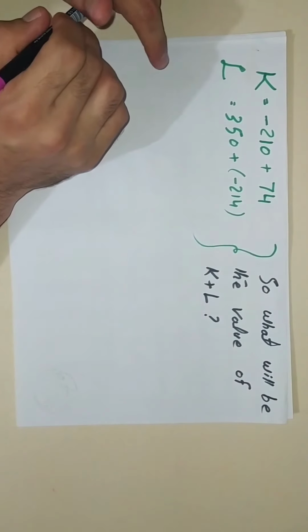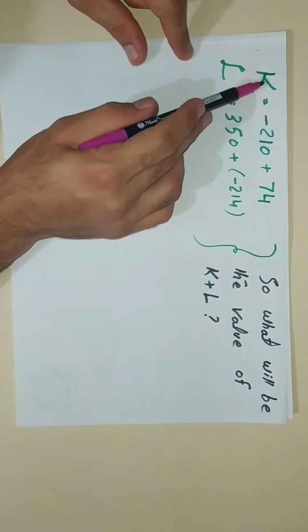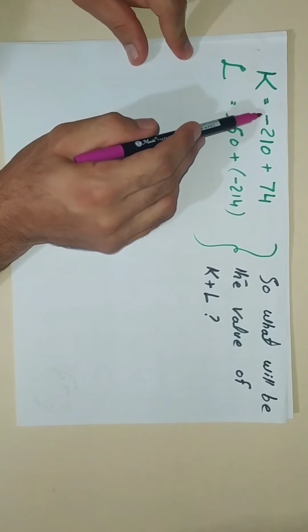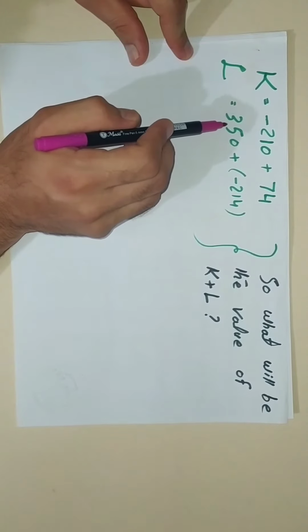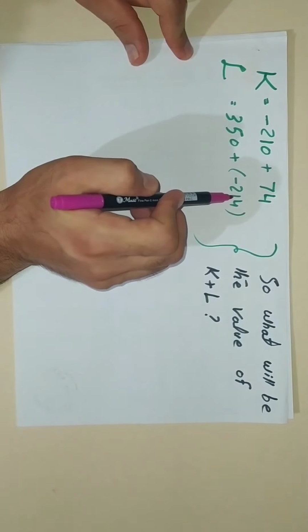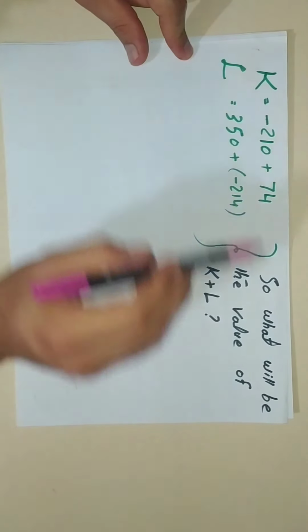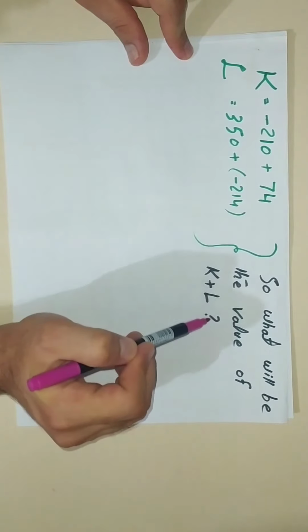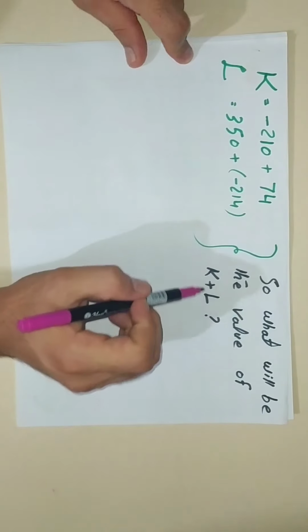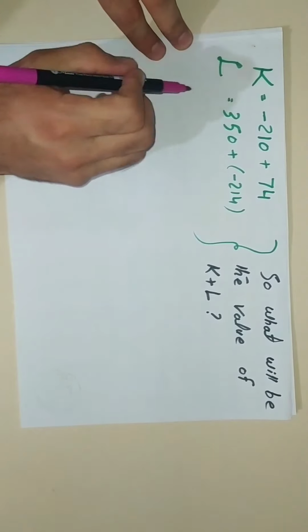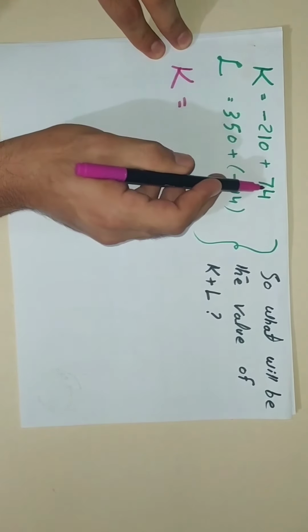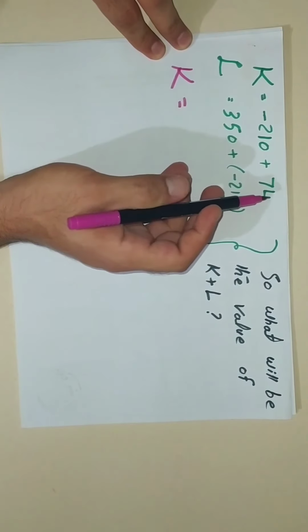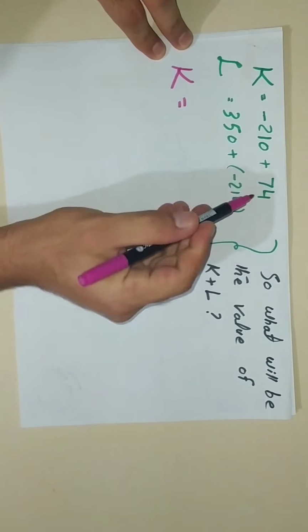In this question there are two numbers, k and l. K is given as minus 210 plus 74, and l is given as 350 plus minus 214. What will be the value of k plus l? It is asking for the value of k plus l. First we have to find the value of k: minus 210 plus 74. We always subtract the smaller number from the bigger.